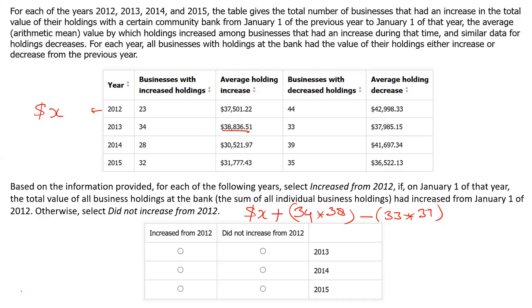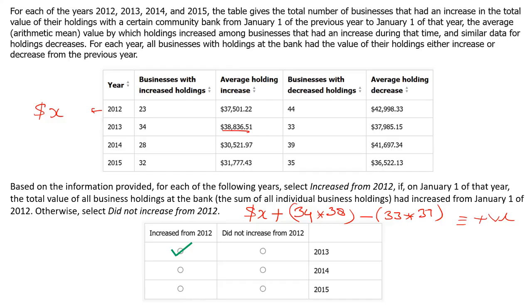Now you don't have to do the actual calculation. It's very clear. We are multiplying 34 into 38 and adding it. And what are we subtracting? 33 into 37. So clearly this 34 into 38 is obviously greater than 33 into 37. So the addition is more than the subtraction, so the increase is more than the decrease, which clearly means that in 2013, there was an increase, right? Because this clearly will be positive.